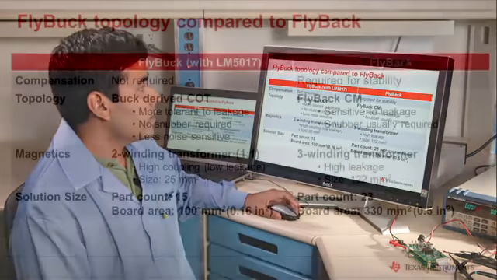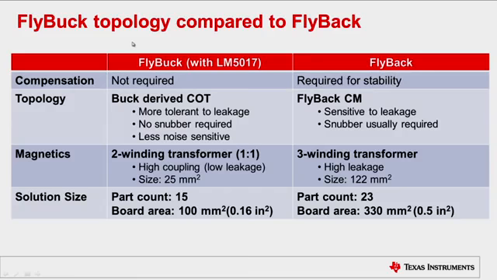In this slide, we compare a 3-watt isolated bias solution, one utilizing an LM5017 based flybuck converter and the second one utilizing a flyback topology. The flybuck converter, because it's based on constant on-time control scheme, does not require a compensation design. The flyback converter, on the other hand, requires a complex compensation design.